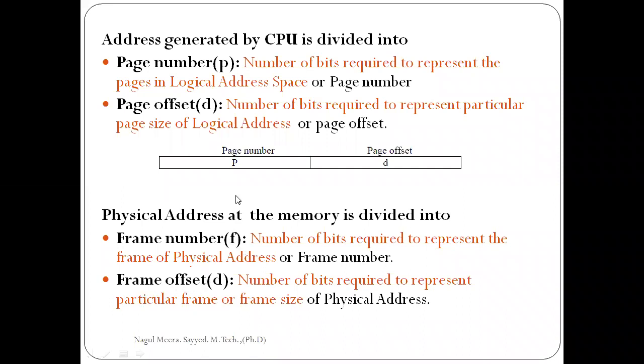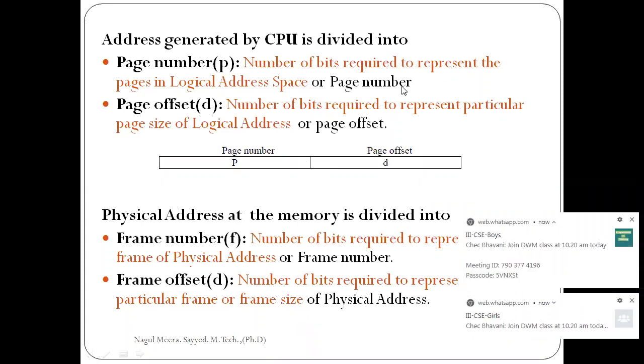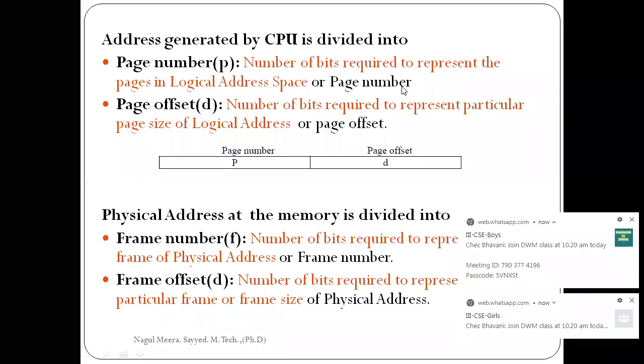This frame number is denoted with F, and frame offset is denoted with D. These are the same as this one. This is the page number, and at the memory it is the frame number, that is F. At the memory, this page offset is nothing but the frame offset. Same idea, the diagram is here. Here it is page, and here we say frames. This is our memory dividing concept at the CPU and at the memory.